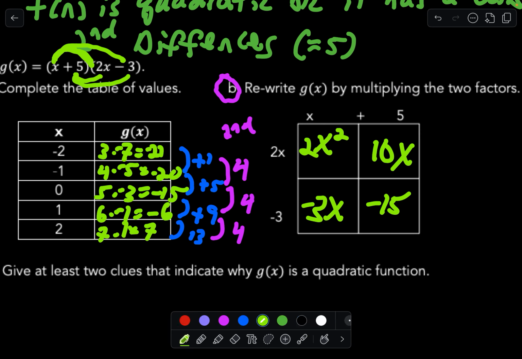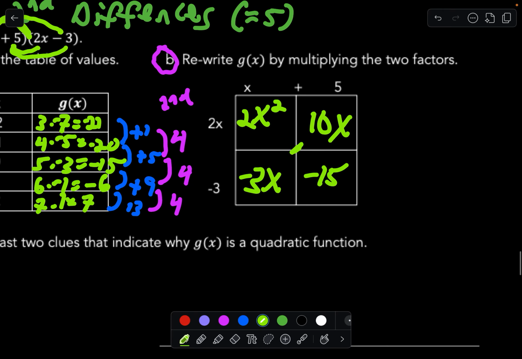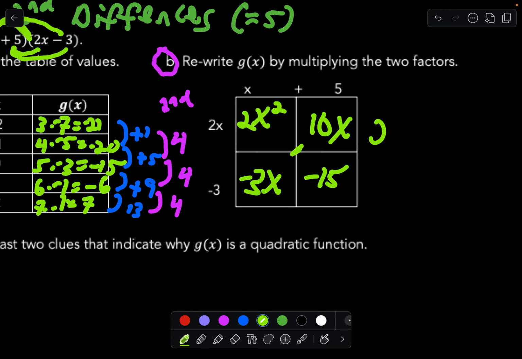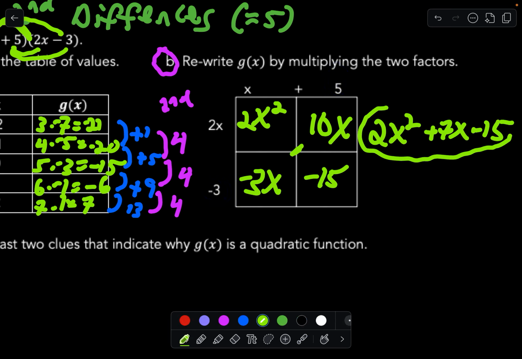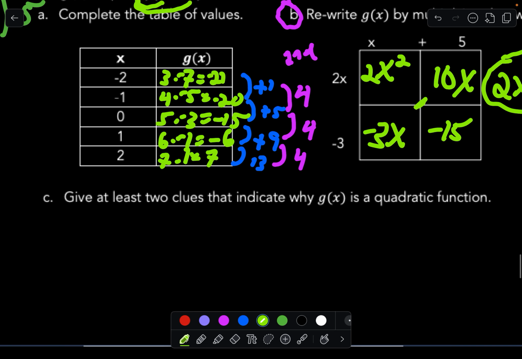What's nice when we do it this way is that usually if you go down the back diagonal, those are the like terms. So this comes out to be 2x squared. And then you have to add: what is 10x plus negative 3x? What's 10 plus negative 3? That's going to be 7x. And then negative 3 times 5 gives you the negative 15. And here's the product of the two binomials.